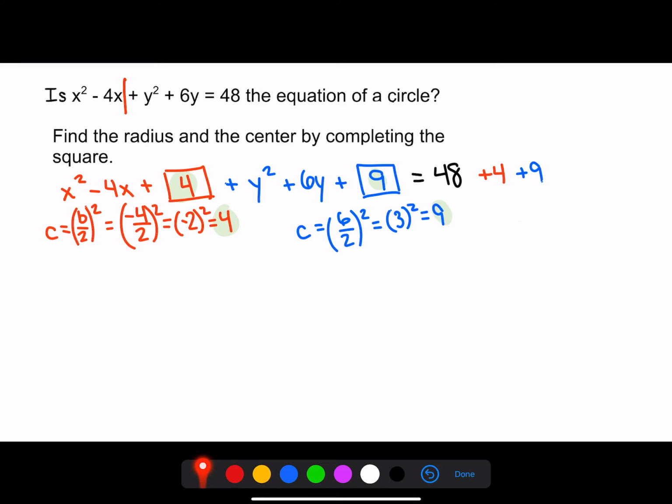All right, here we go. Is x squared minus 4x plus y squared plus 6y equal to 48 the equation of a circle? Find the radius and the center by completing the square.